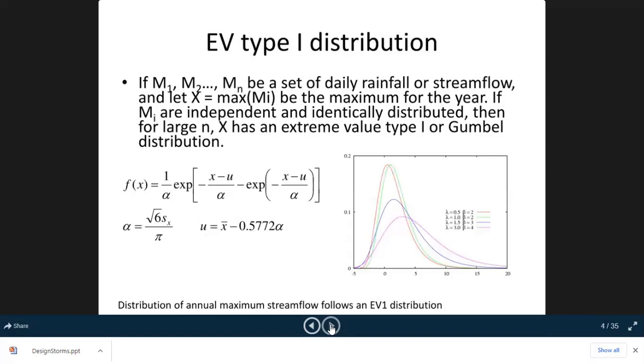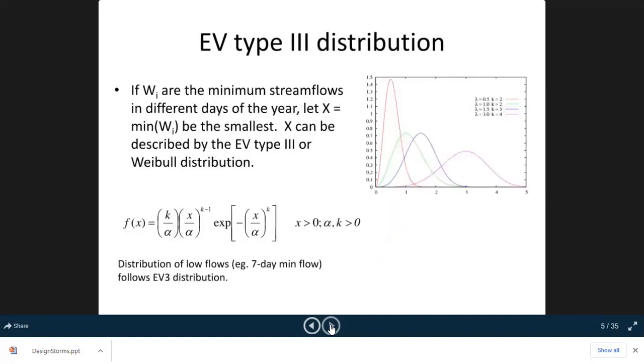Here, EV type distribution: distribution of annual maximum stream flow on EV1 distribution. Here M1, M2, up to MN be a set of daily rainfall or stream flow, and let X mean the maximum, Mi, be the maximum for the year. If Mi are independent and identically distributed, then for a large N, X has an extreme value type 1 or Gumbel distribution. EV type 3 distribution.